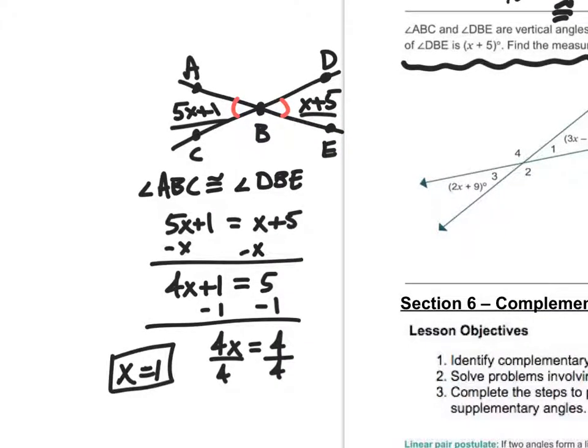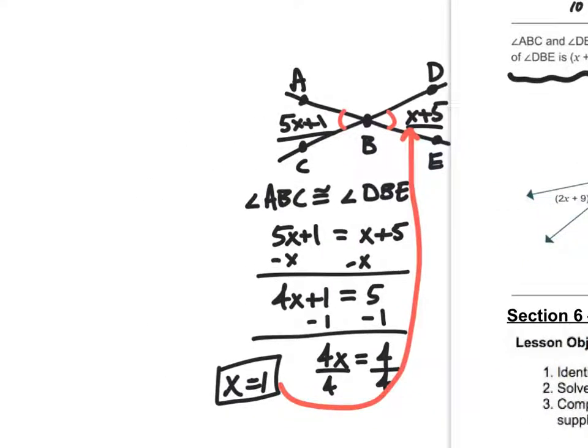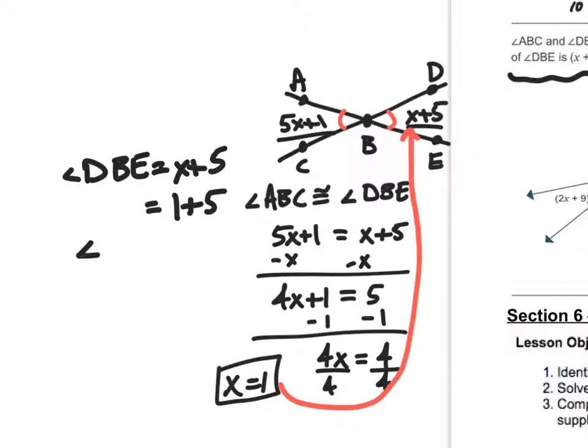What I know is that if I find one of them, I know the other. And if x is 1, I'm just going to take this value and plug it into x up here. So I'm going to say that angle DBE is equal to x plus 5. If x is 1, then this is equal to 1 plus 5. So angle DBE is equal to 6 degrees.